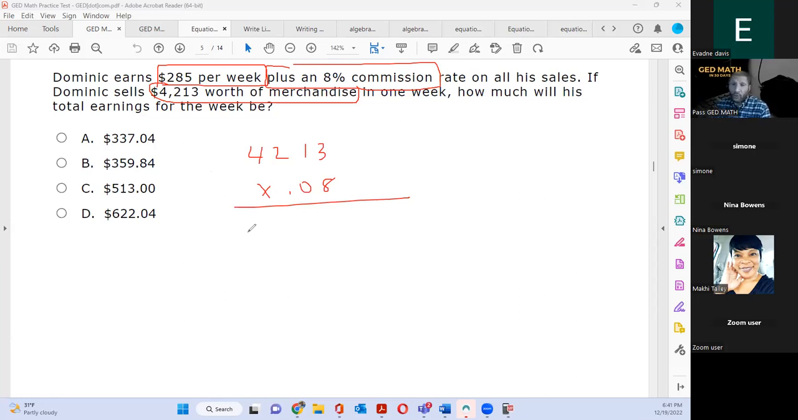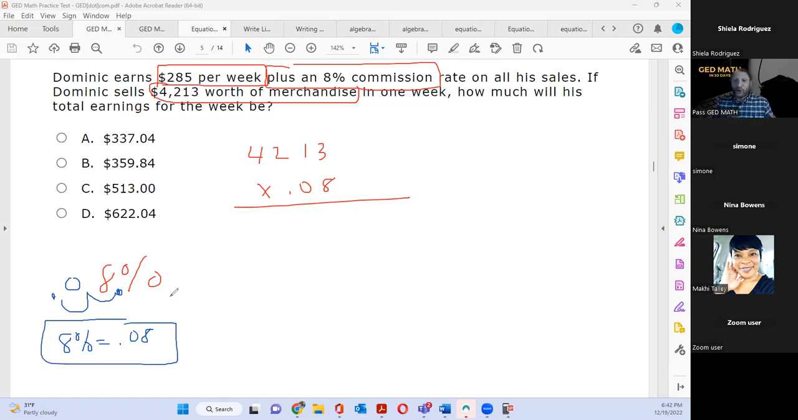Okay, so what is 4,213 times 0.08? Now, where did I get 0.08 from? You have to change the percent to a decimal. That's 8% as a decimal. If you want to change any percent to a decimal, you move the decimal 2 places to the left. When we have a whole number, our decimal point is right here. So to change percent to a decimal, we need to move it 2 places. 1, 2. When there's nothing there, we put a what? Zero. So 8% is the same as 0.08. Does everybody understand that? If you didn't understand it, you could also use your what?